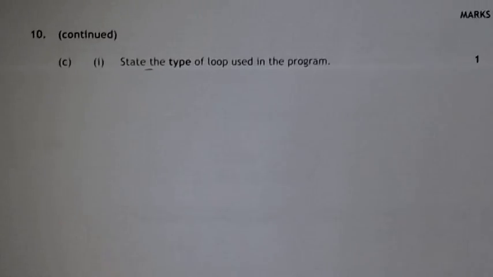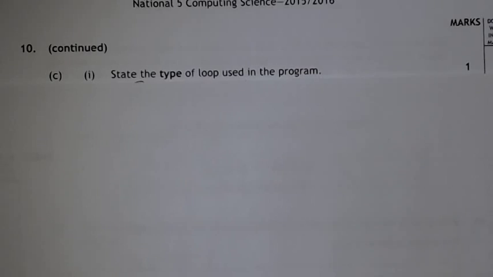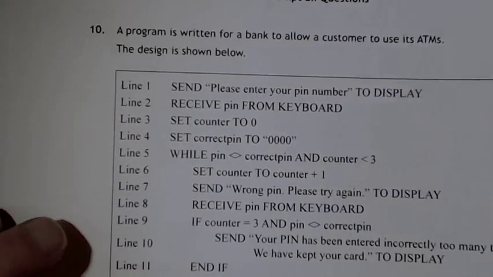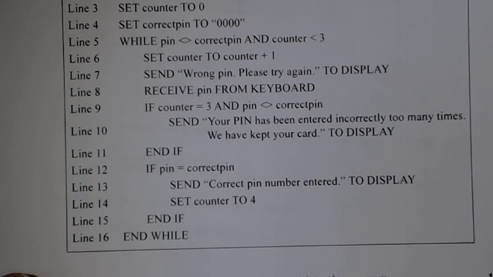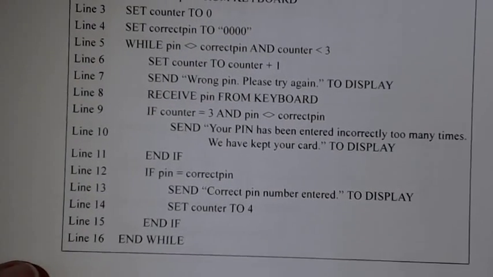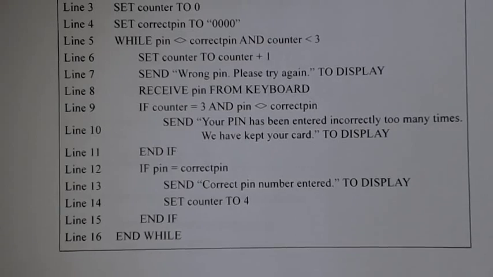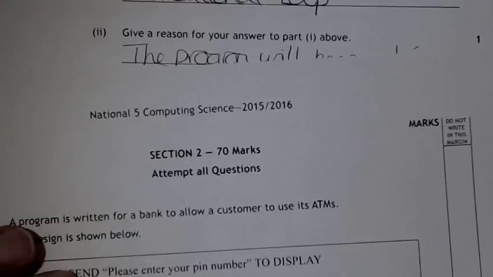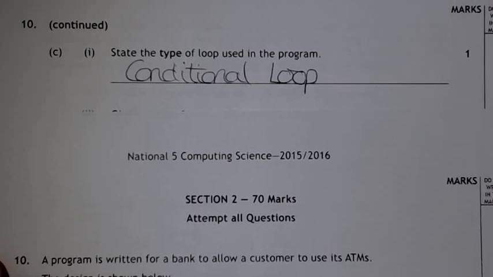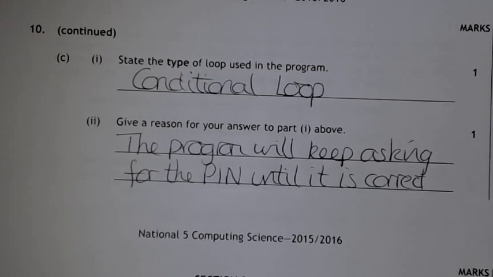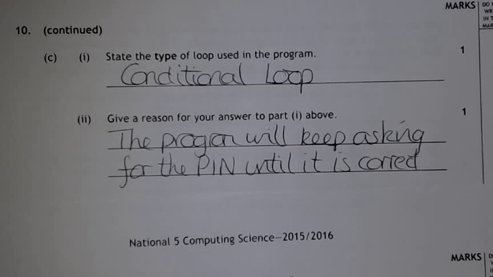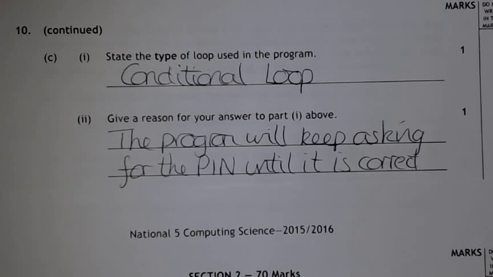Now if we look at the next question, state the type of loop used in the program. Well, this program keeps on looping until a certain condition's met, because we talked about it being a condition. So that's why it's called a conditional loop. Then give the reason for your answer: the program keeps on asking until your PIN number's correct, or until you've reached 3 guesses.